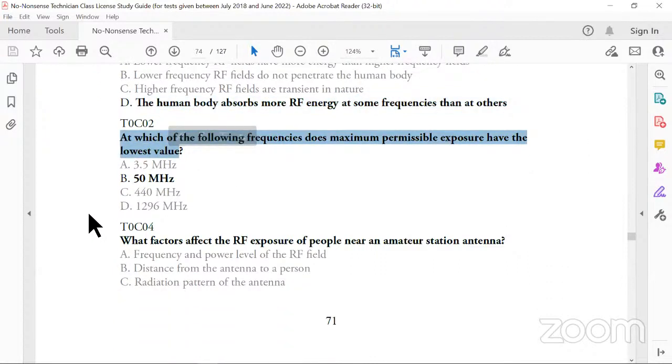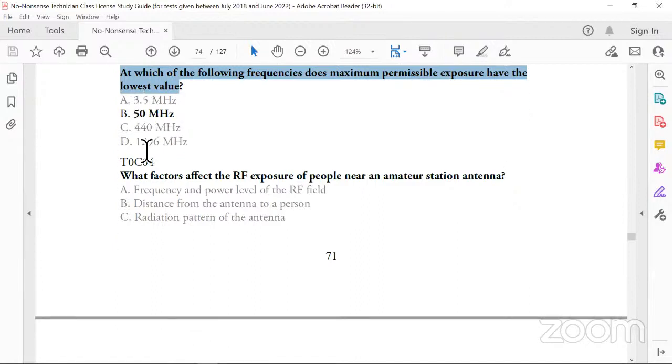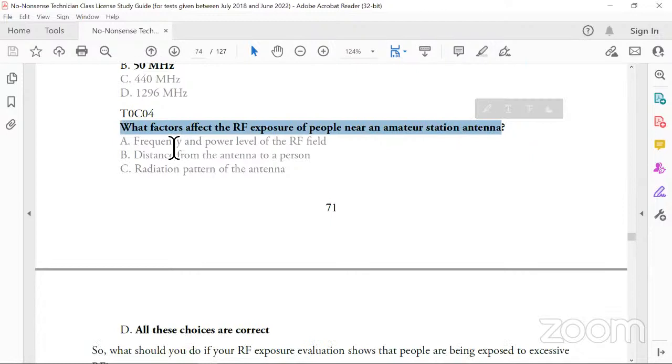Next question in the question pool: at which of the following frequencies does maximum permissible exposure have the lowest value? Of these four, we showed a graph that showed that 50 megahertz is where it's lowest. So you could look back at that slide in the slide deck to convince yourself. They'll give you these four options. The answer will be 50 megahertz. Why? You can have a look at the graph that says so.